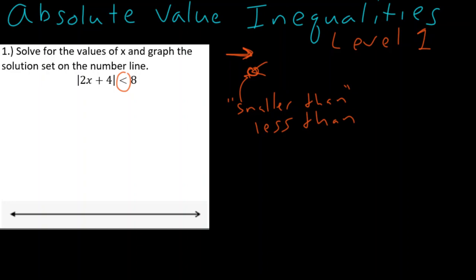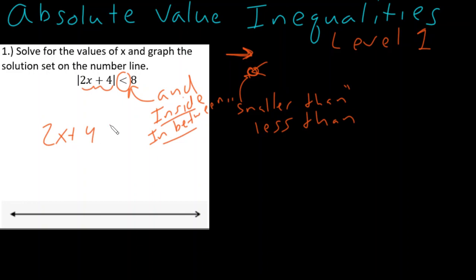Now, these are going to be our and statements. And there's two other ways you can think of it. You can think of it as either inside, or you can think of it as in between. And I'll explain that a little bit better in just a second. So, what's going to be our rule for when we do this? Well, since we're saying it's inside or in between, we take whatever is inside our absolute value, our 2x plus 4, and we're going to put it inside less than symbols. All right, because this is less than, we're going to put it in between two less than symbols.